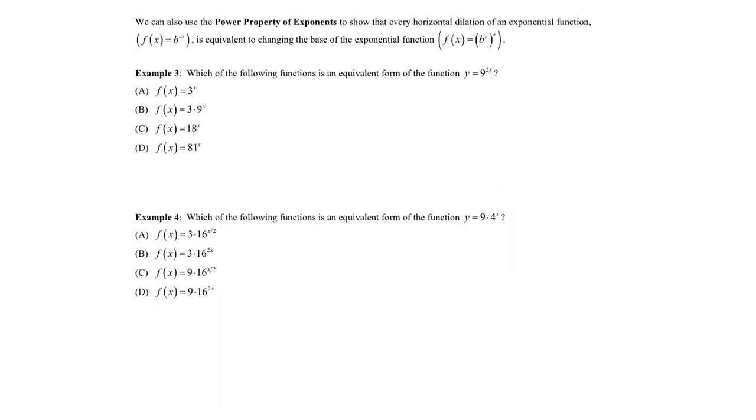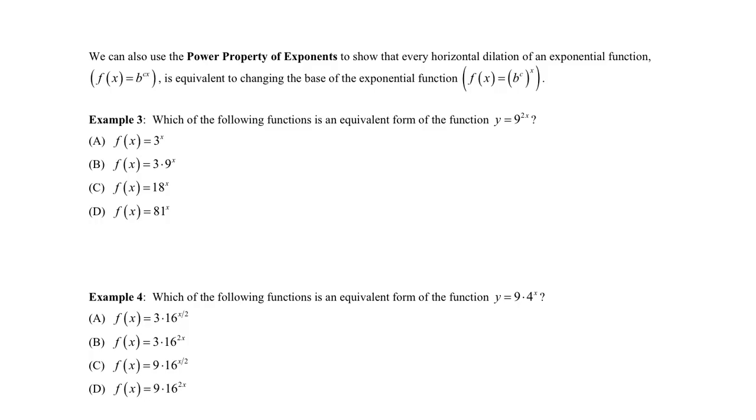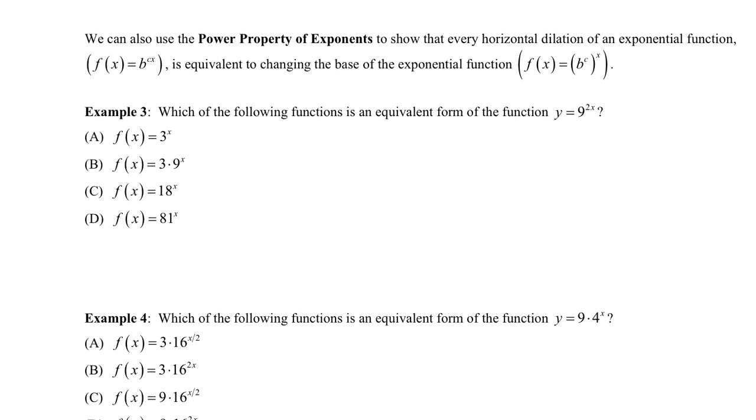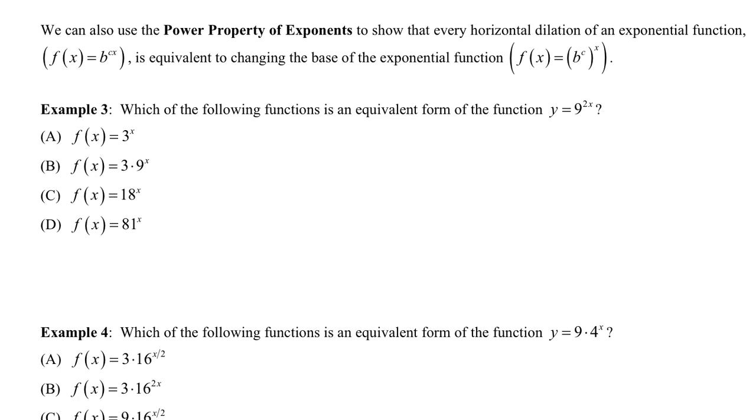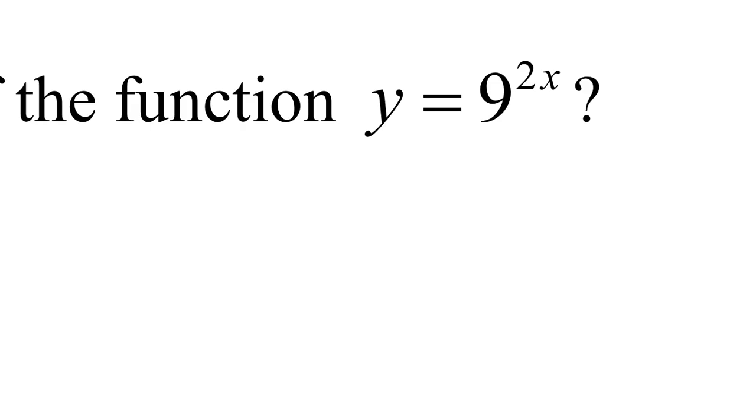So when we look at the back, now we're addressing the power property. In the front, we were dealing with when your x had something added or subtracted to it. Now we're going to look at what happens if you have x being multiplied by something. So let's take a look at this first one. Which of the following functions is equivalent form? Right now I have an exponent of 2x, which means that there's multiplication happening here. So when I rewrite that, I need to set it up so that it's representative of multiplication.